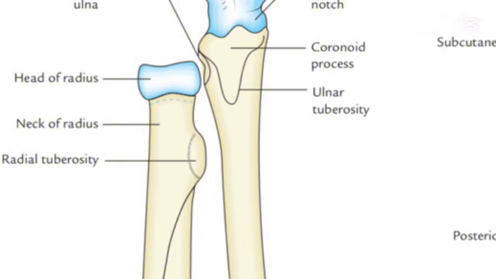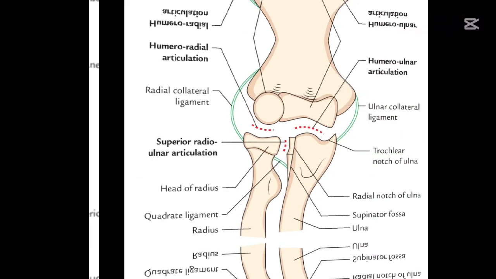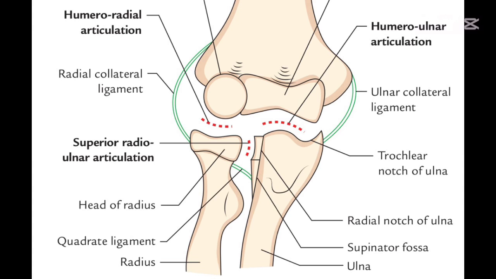Now, the neck is the constricted part below the head. When you go down from the head, you see a constricted part called the neck of the radius bone. It is embraced by the lower part of the annular ligament. There is also the quadrate ligament there. If you go to the medial side of the neck, you see an attachment, what we call the quadrate ligament, attaching to the medial side of the neck.